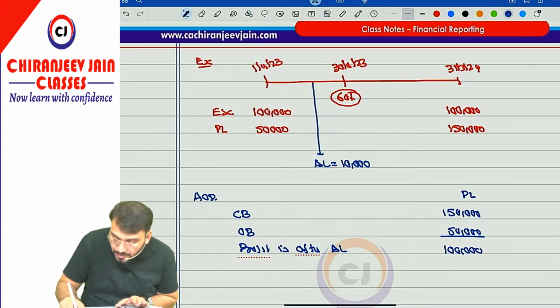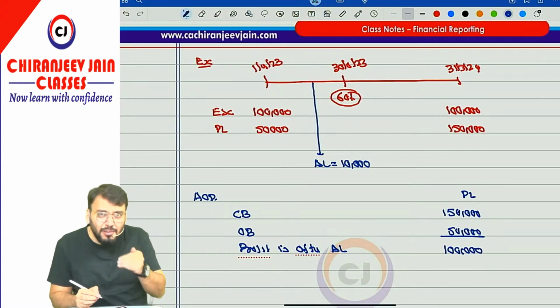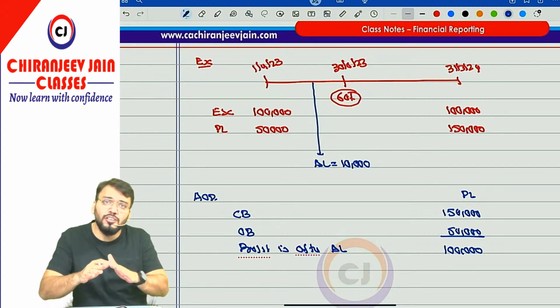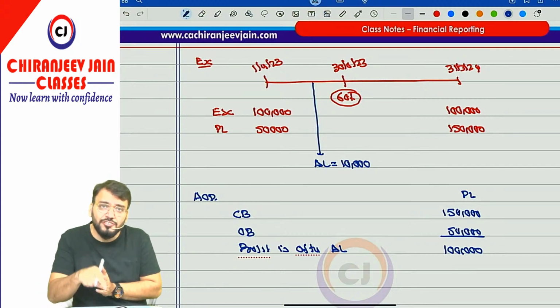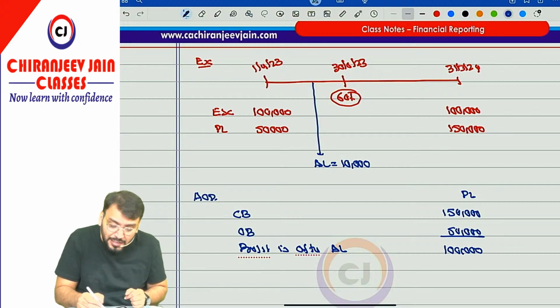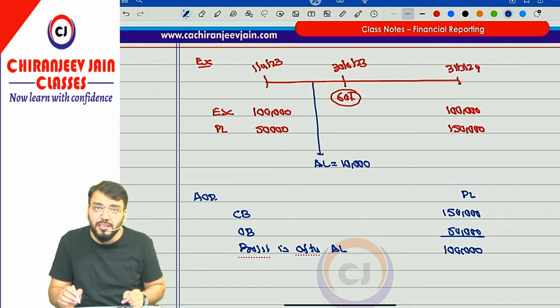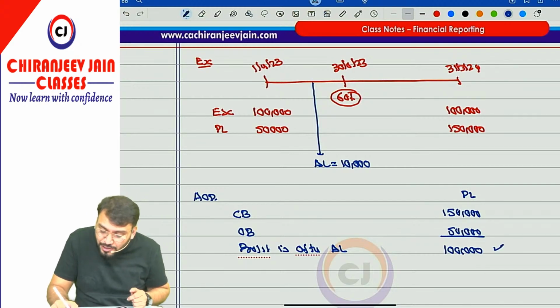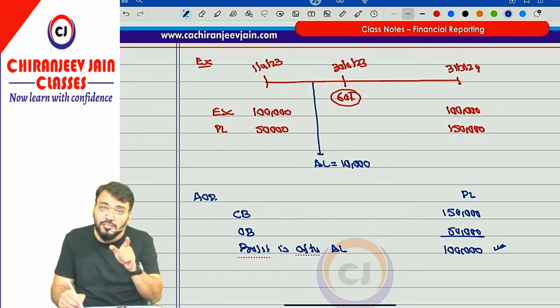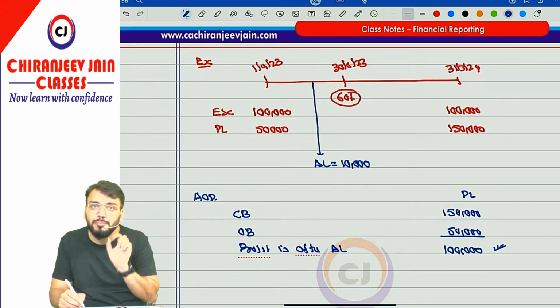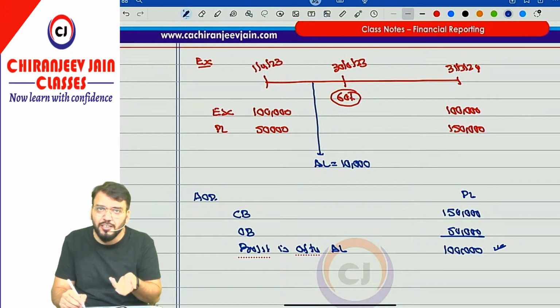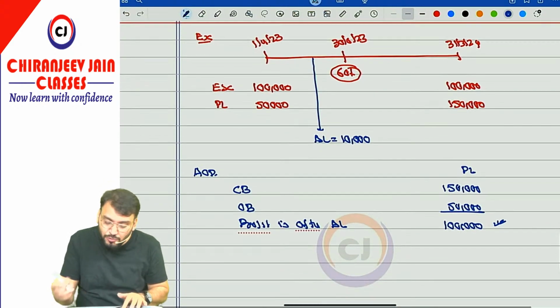1 lakh. Now, can you assume that the abnormal loss has occurred uniformly throughout the year if it is given that the abnormal loss has been incurred during the pre-acquisition period? If you apply the time ratio on 1 lakh, that will not be correct, because the abnormal loss occurred during the pre-period only. It may also occur in the post-period, as per the information given in the question. So what will we do?